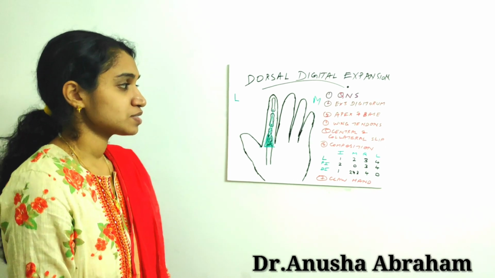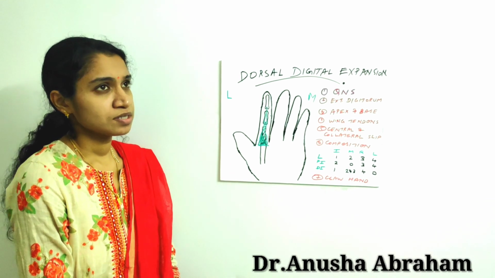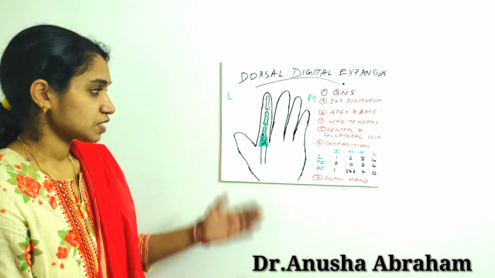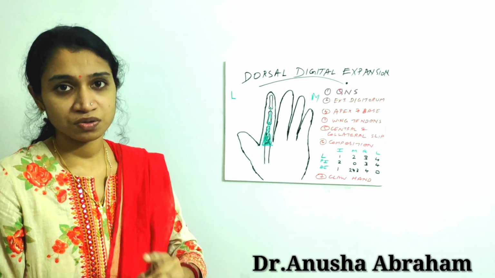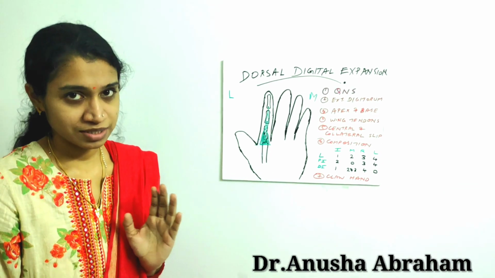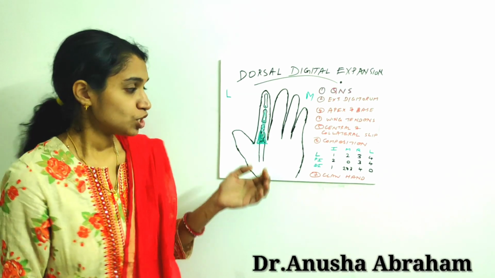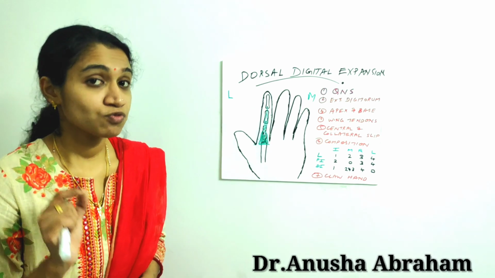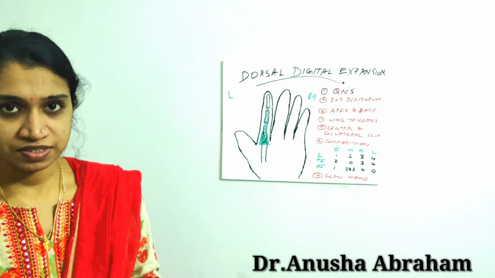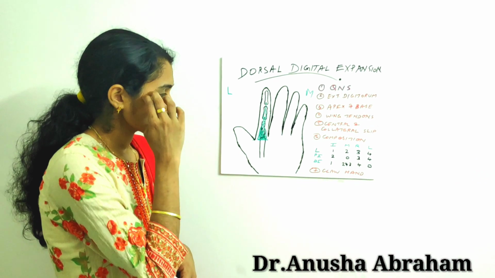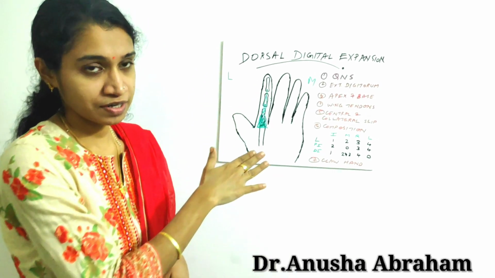Now coming to the next group of tendons, the wing tendons. What do you mean by wing tendons? As I mentioned earlier, some muscles known as lumbricals, palmar interosseae, and dorsal interosseae are all attached to this dorsal digital expansion. The point of attachment of these muscles to the dorsal digital expansion, we call wing tendons. We can classify them as proximal wing tendons and distal wing tendons.